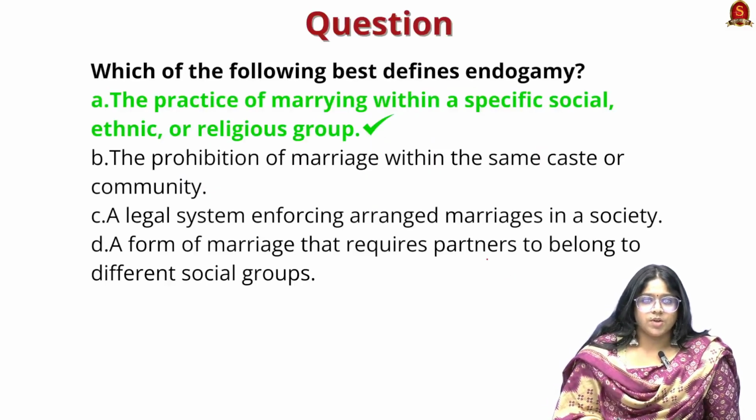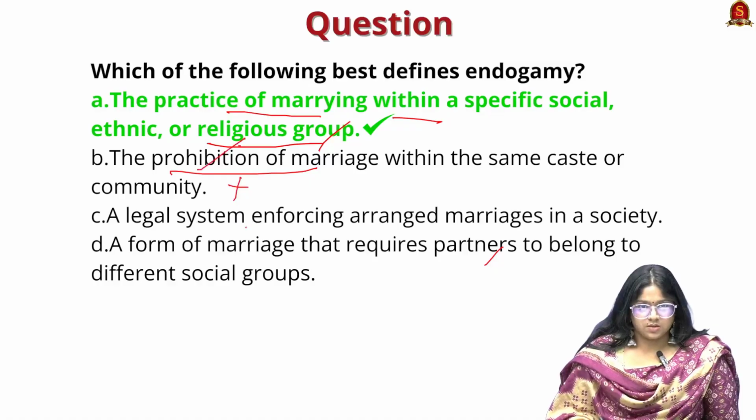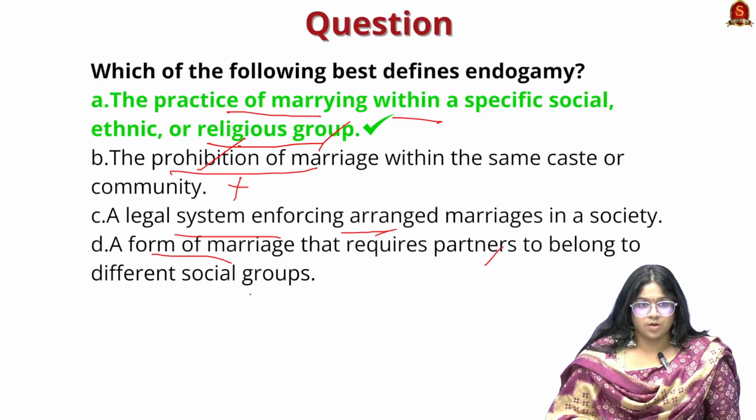Which of the following best defines endogamy? Option A, the practice of marrying within a specific social, ethnic or religious group. Next is the prohibition of marriage within the same caste. No, this is too extreme. A legal system enforcing arranged marriages in a society. A form of marriage that requires partners to belong to different social groups. No. So here the most appropriate would be A.